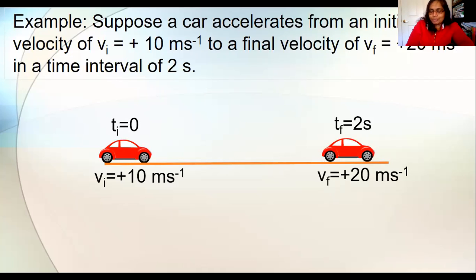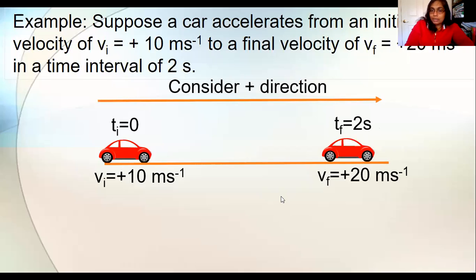Let's draw a picture. Drawing pictures is really helpful in most cases rather than just staring at the sentence here. You don't need to draw fancy pictures, you just draw a sketch, right? So here the initial velocity is 10 meters per second and the final velocity is 20 meters per second. T initial, the start time, is 0 and it's traveled 2 seconds, right? The time taken is 2 seconds. So here I'm going to consider my positive direction to be this side.